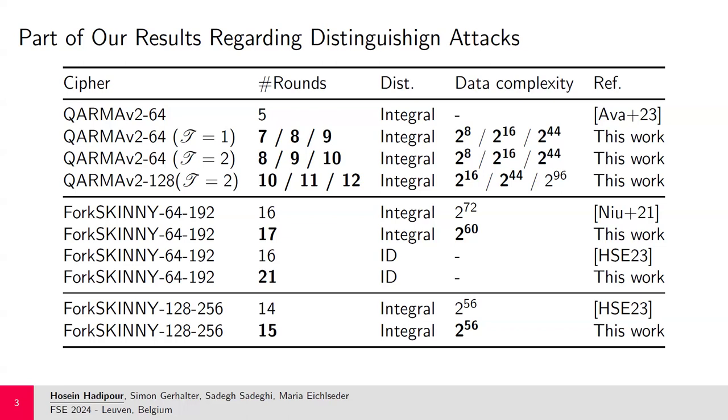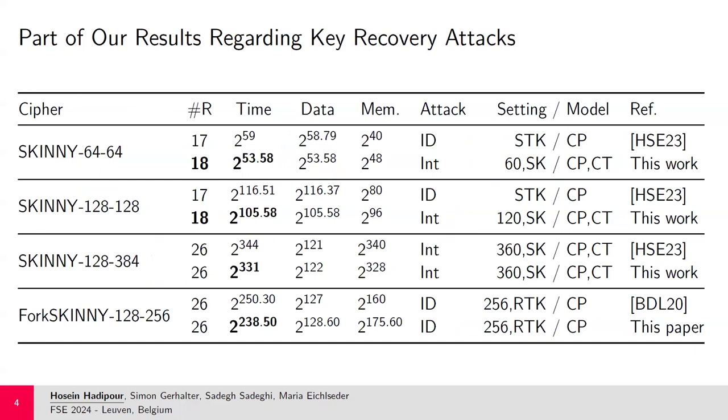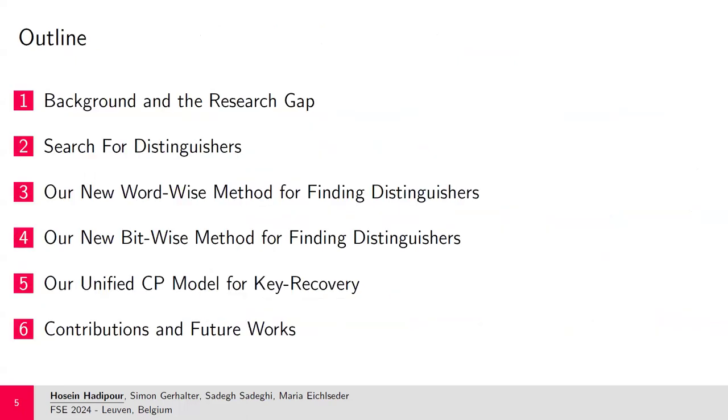And what is not represented in this table is the running time of our tool. Our tool can find these results in a few seconds running on a standard laptop. And this table represents only part of our results for key recovery. As you can see, for example, we improved the integral key recovery on two variants of Skinny by one round. So let me tell you the story of this work and how we achieved these results.